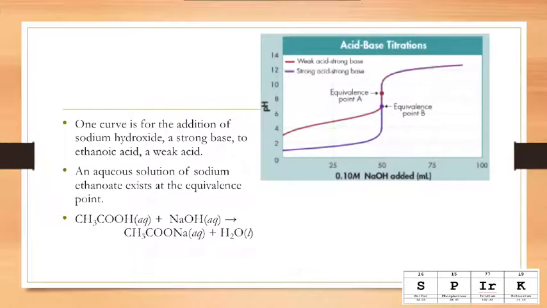So if we look at this acid-base titration, we've looked at this in the last section. One curve is for the addition of sodium hydroxide, a strong base, and that's the purple curve. And ethanoic acid or acetic acid is the weak acid, and that is the red curve. An aqueous solution of sodium acetate exists at the equivalence point. So here's our equation. We have ethanoic acid plus NaOH yields sodium ethanoate plus H2O.